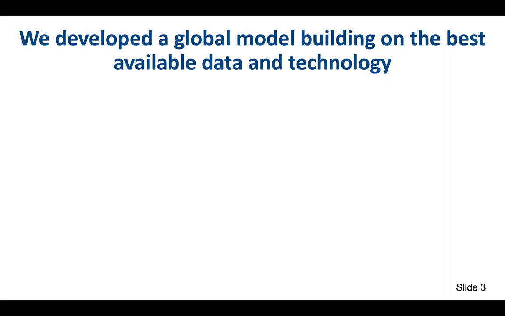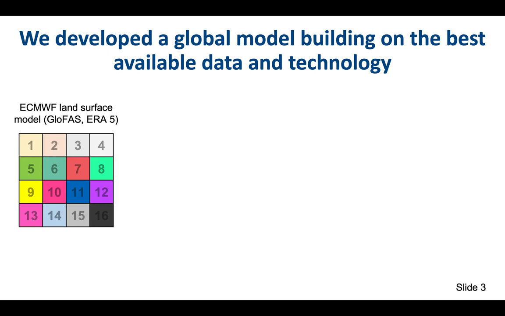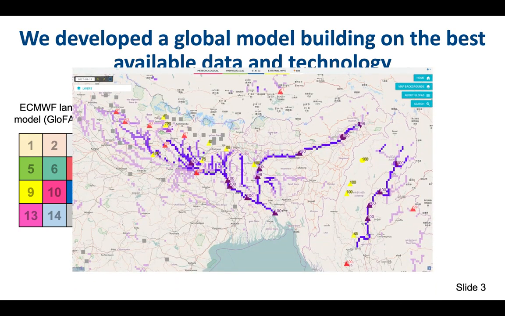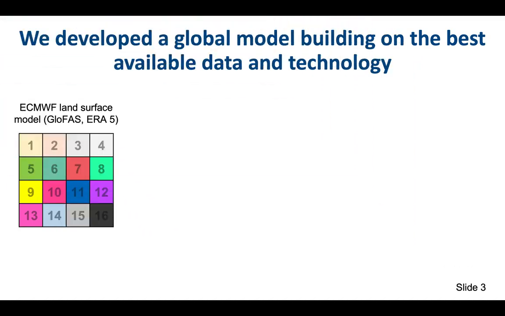We started using the best available data sets and technology and building on top of that. So we took the ECMWF land surface model data. This is the same data that powers GLOFAS and ERA5. It produces these GLOFAS maps that you're probably familiar with. This is a raster data set, meaning it's produced on a grid like I've shown here with the colors.